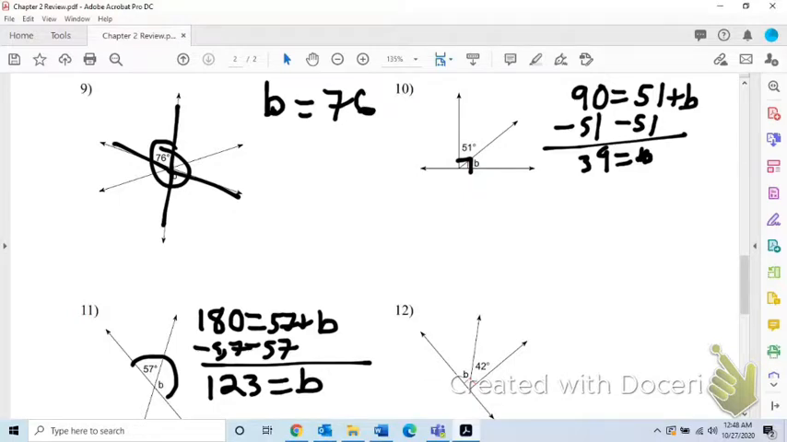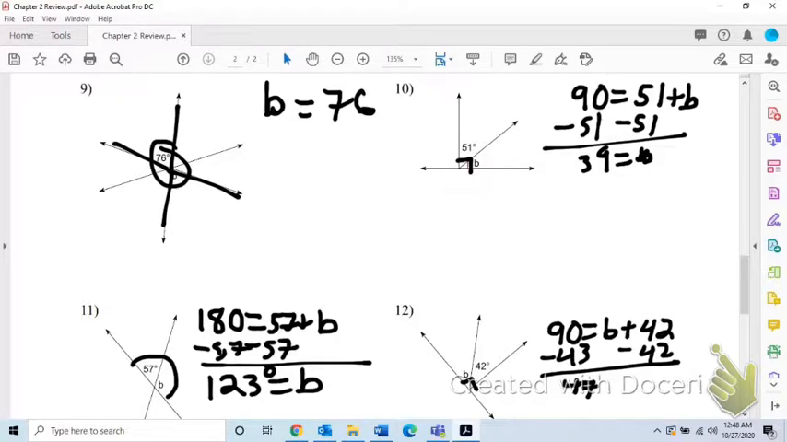Number 12, 90 degrees. That right angle signals that we need to use our complementary rule, that they add up to 90 degrees. What adds up to 90 degrees? 42 and B. So now I've got my algebra equation. Want to subtract 42 from both sides. And I subtracted 43 there. That's wrong. 42. That would make that 48 equals B.